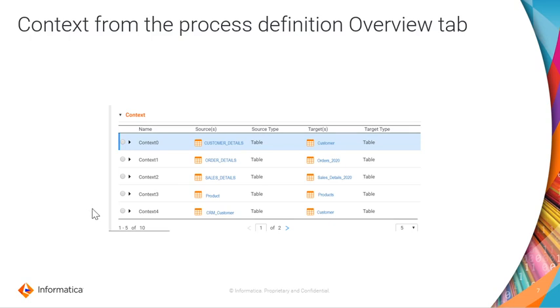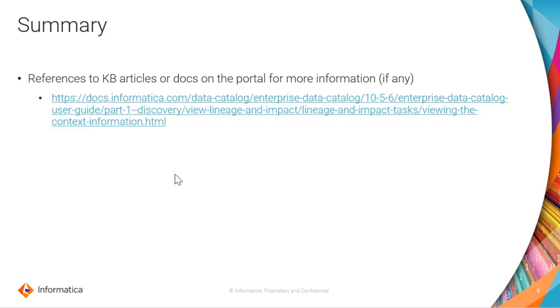So as I was mentioning earlier, once we click on the context option, we will see a pop-up and we will see the respective context details in the tab. So when you open the process definition overview tab, the tab displays all the contexts that are associated with the process definition in this particular section. So it displays the details as we can see, such as name, source, target assets, and the type of the source and the target assets as well. The context name is based on the context ID that you define in the objects.csv file. Each context in the process definition is associated with different source and target assets. The respective details are also available in the given link to the document.